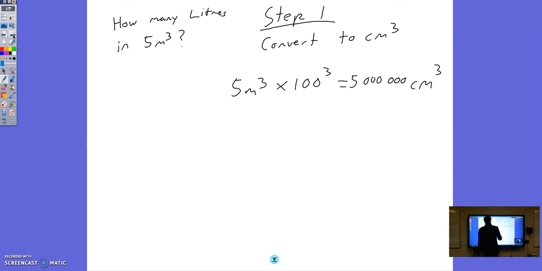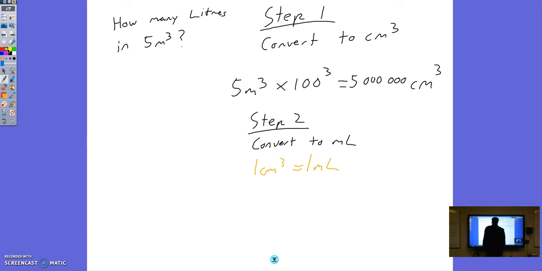Now, once we have centimeters cubed, step 2 is a very easy step. Convert to milliliters. Remembering, 1 centimeter cubed equals 1 milliliter. So by that logic, 5 million centimeters cubed equals 5 million milliliters. It's as easy as that.